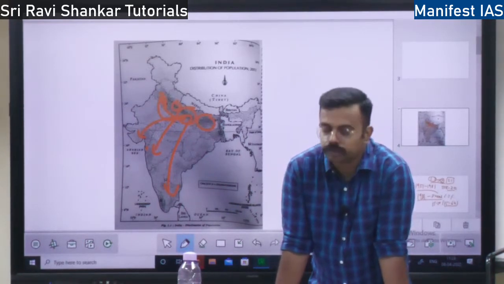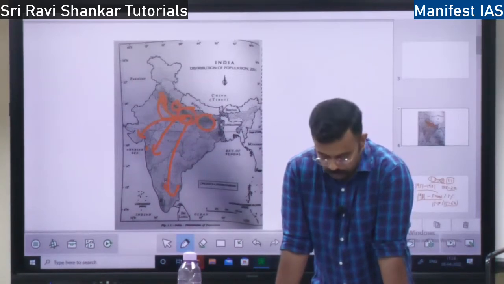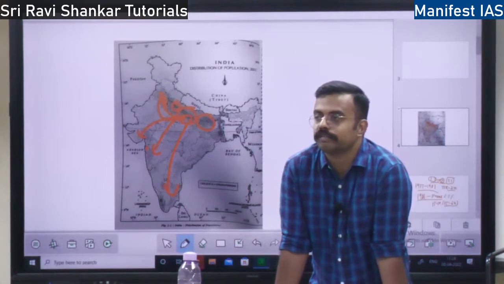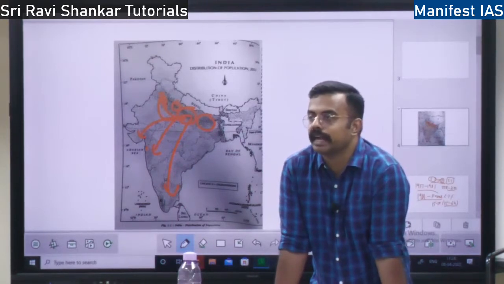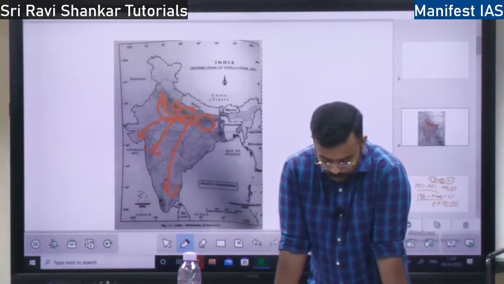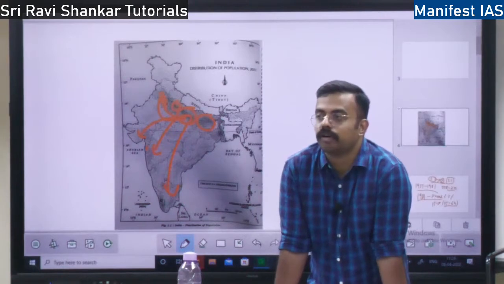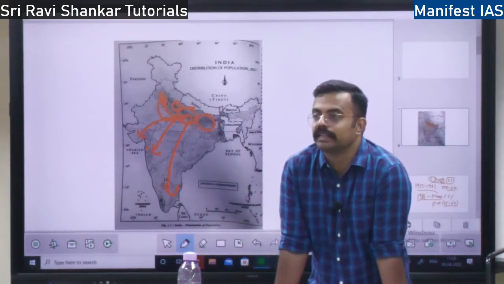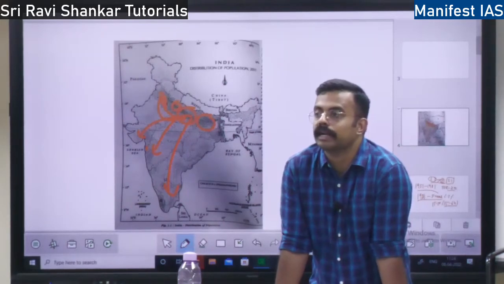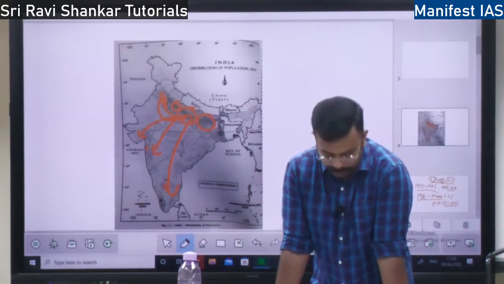With respect to migration, 65% of females, so if 100 females migrate, 65% of them migrate because of marriage. Whereas if 100 males migrate, 38% of them migrate because of employment and work opportunities, right?